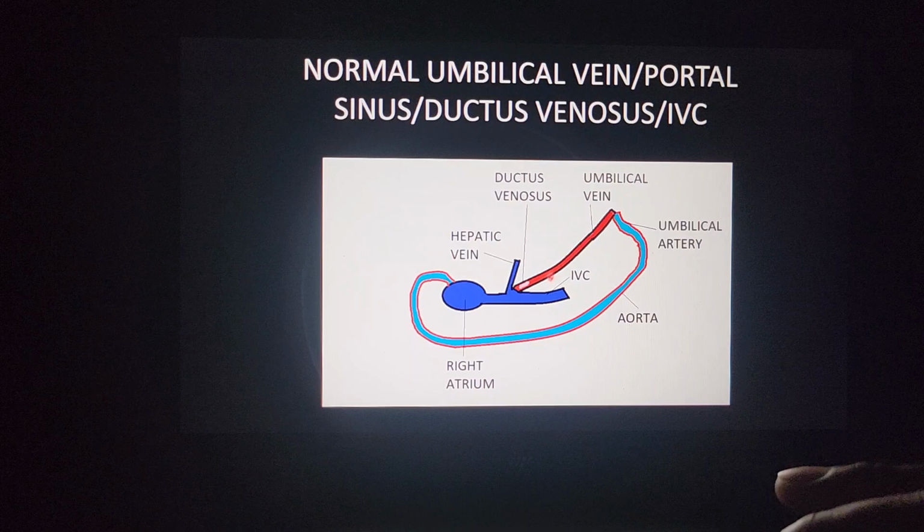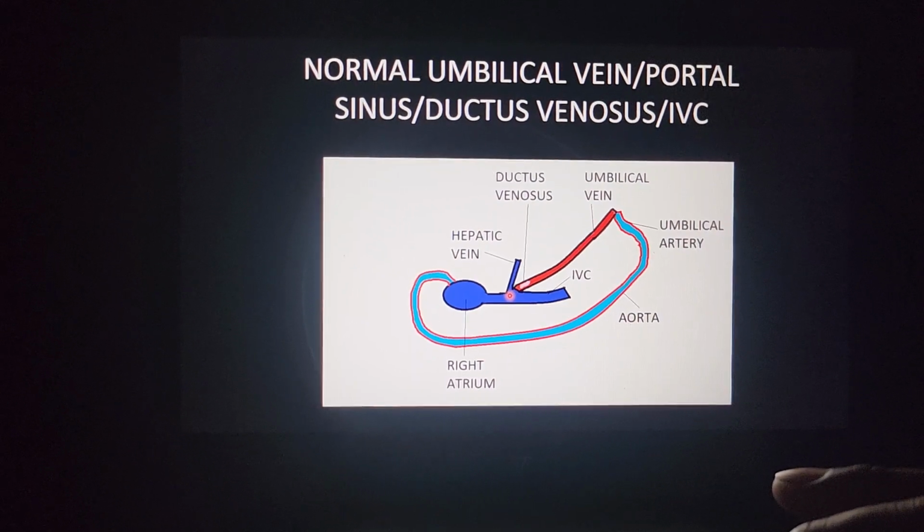So this is the normal anatomy of the ductus venosus. We need to be mindful that from the umbilicus there is a smooth curvilinear course going into the mid-abdomen, into the liver, into the portal sinus, and then through ductus venosus into the IVC. So this is the normal anatomy.